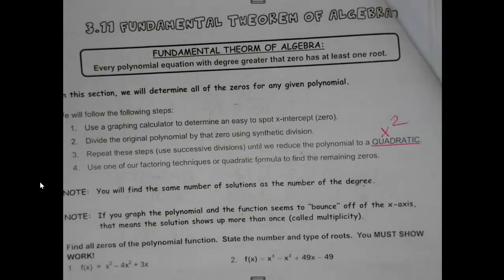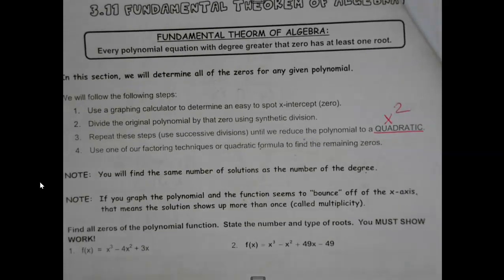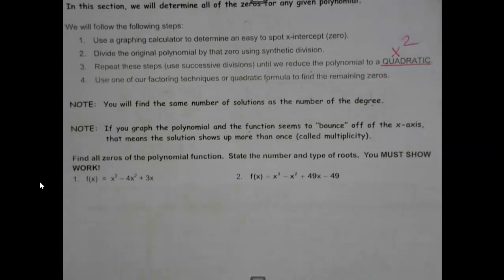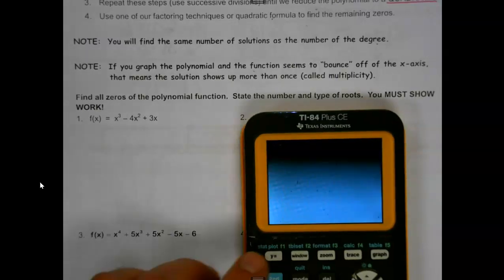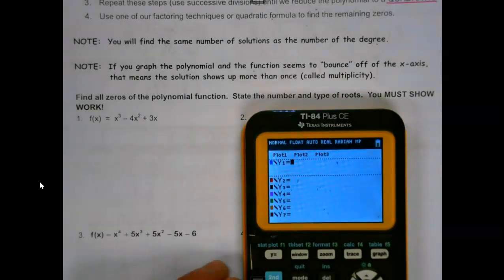So you will get the same number of solutions as the degree. It just depends how many are real, how many are complex, and you may have some double roots. So here we go. Now, on the "you must show work" part, we'll chat about that as we get into these. So, step numero uno says use the graphing calculator, so that's what we're going to do.